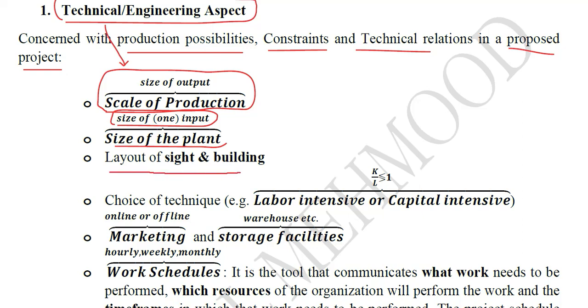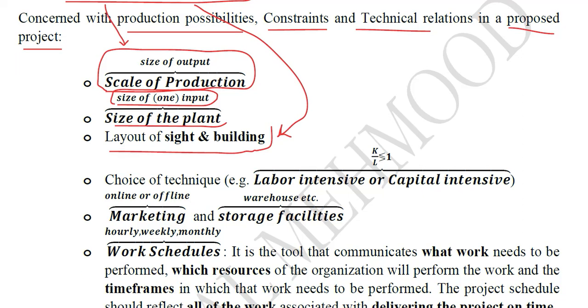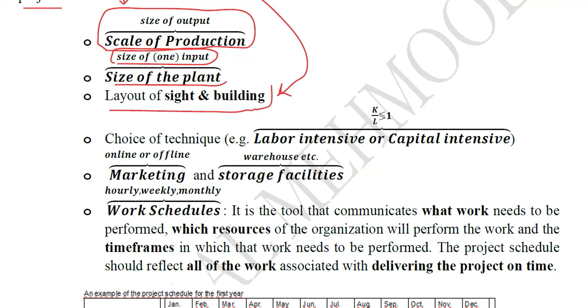The layout of site and building, this is another thing that is related to the engineering or technical side of the project. This is definitely the engineer's task or the technical side of the project. How should be the building, and where should we plot it, where should we construct the whole structure.